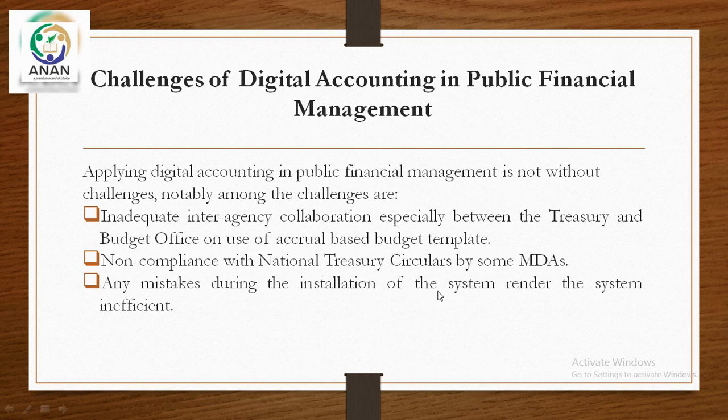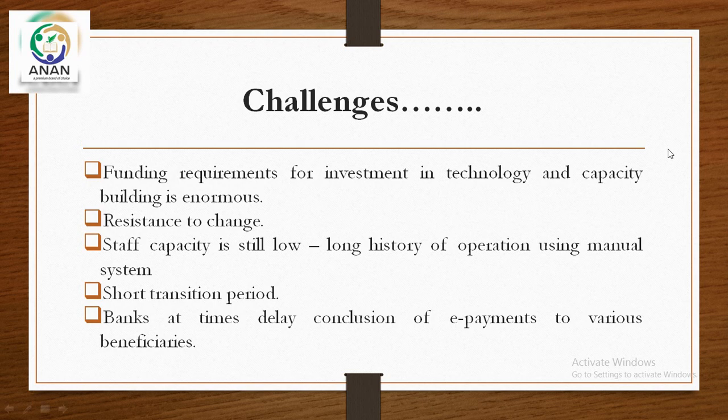Any mistakes during the installation of the system render the system inefficient. So it has to be accurate, it has to be correct, it has to follow due process, it has to ensure that all forms of errors are taken care of, so that when the system is being implemented, there will be nil error in terms of result generation. Funding requirement for investment in technology and capacity building is enormous. Building software requires a huge financial implication. So there has to be serious commitment in terms of investment in technology.